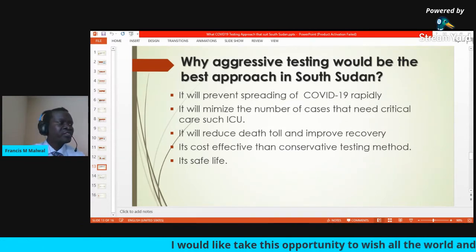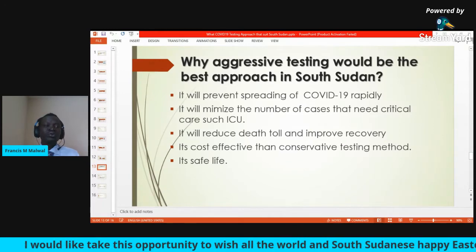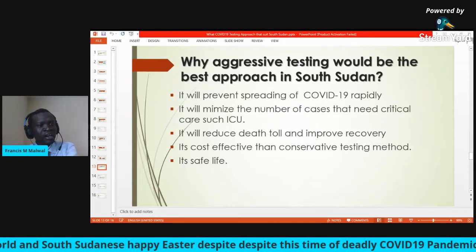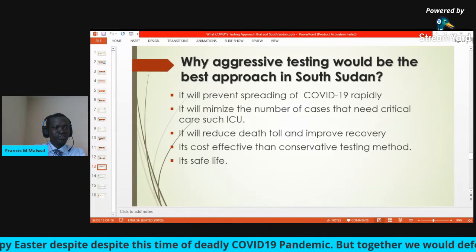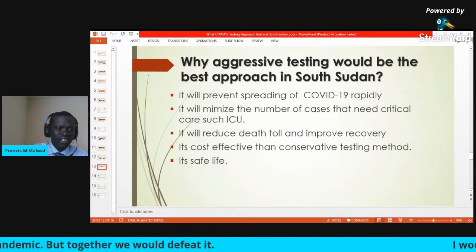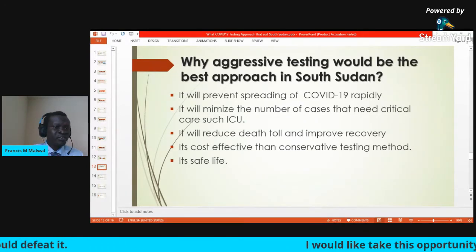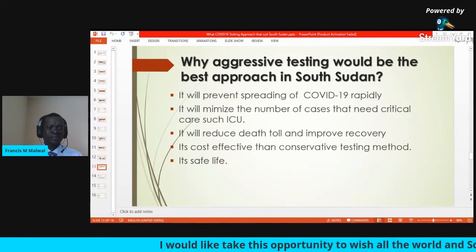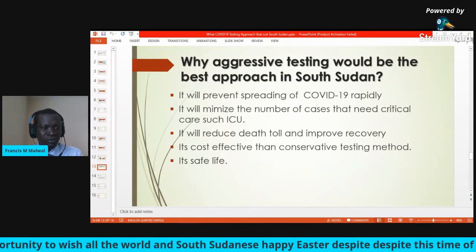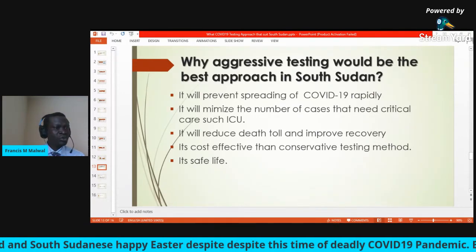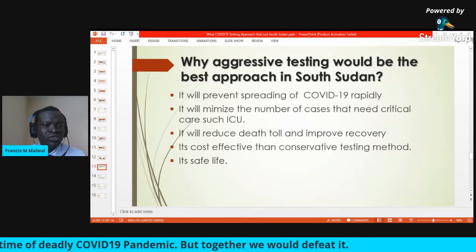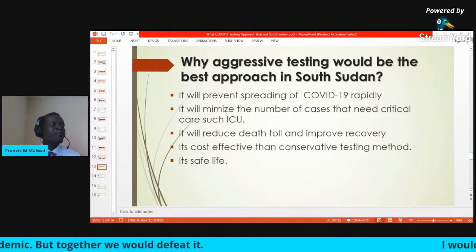Since we don't have an ICU in South Sudan, we shouldn't allow people to progress to the terminal stage of disease, because we don't have anything to do for them. We don't have ICU, we don't have ventilators, we don't have the infrastructure in place. There is no electricity and all those things. And even abroad, if you are thinking you would transfer people to a neighboring country, it would not work actually. It will also reduce the death toll and improve recovery.